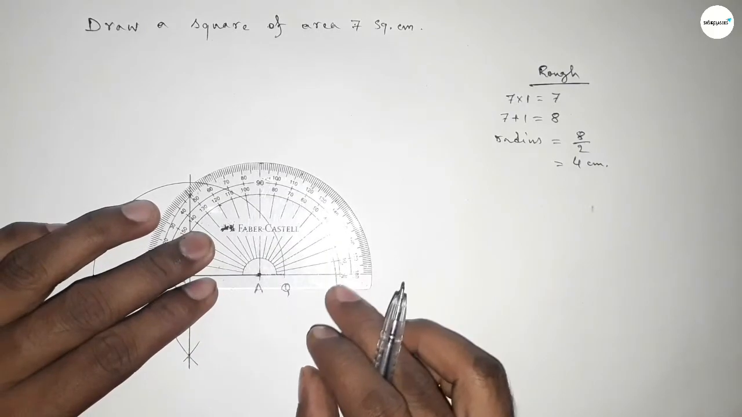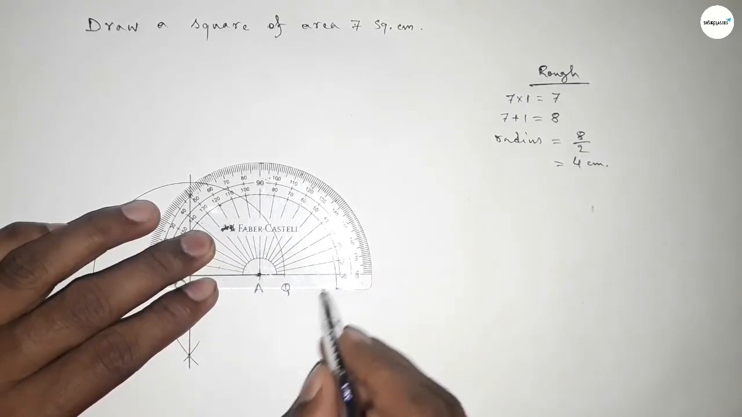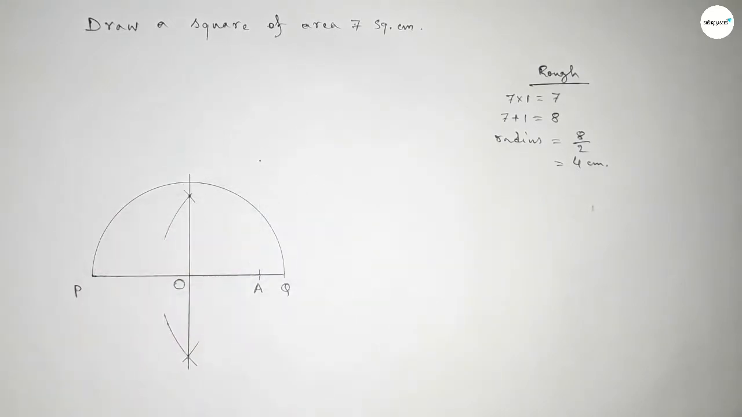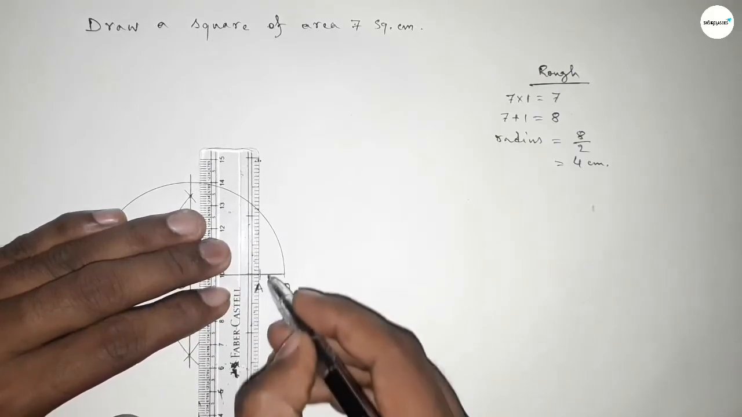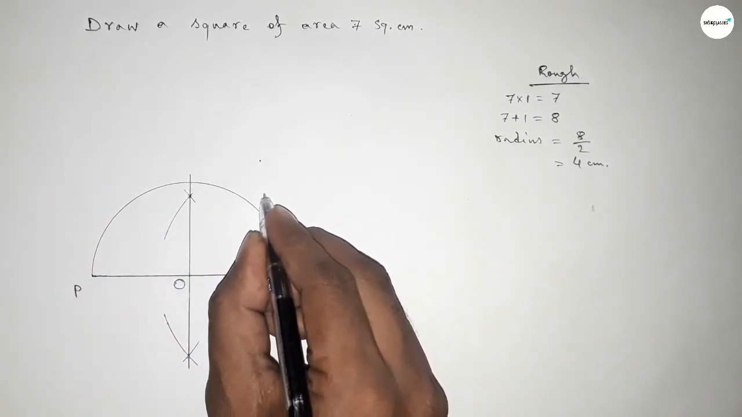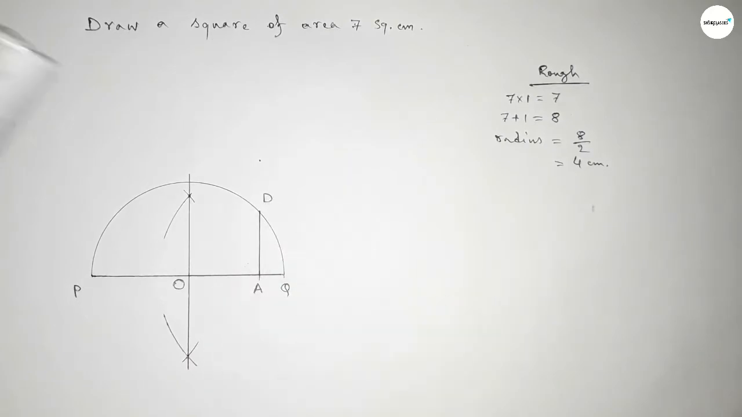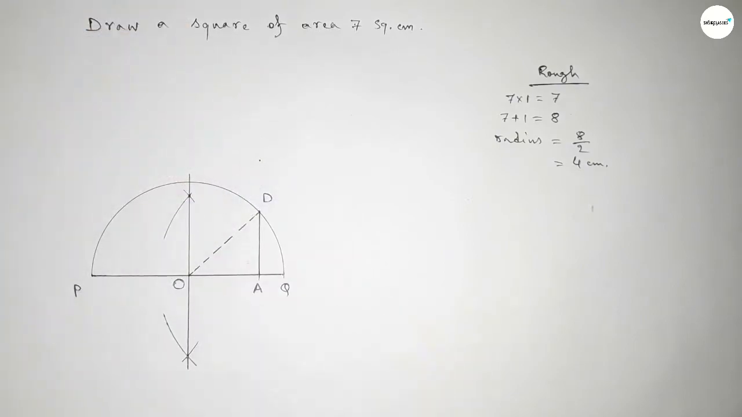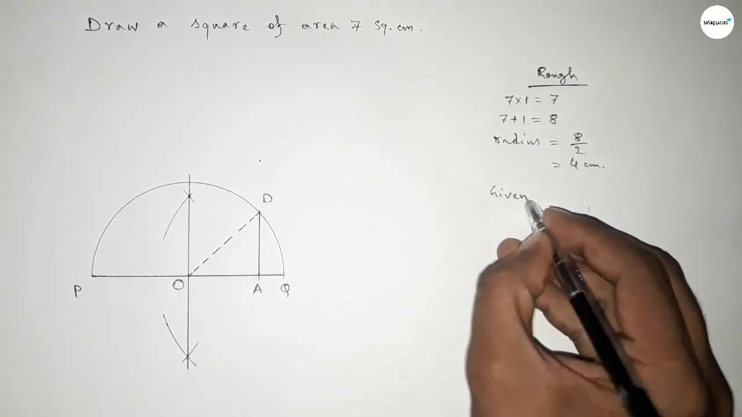Next we have to draw here a 90-degree angle on the point A by using protractor. Okay, now joining this one and which meet at a point D, again join O and D. This is also a radius of the semicircle. Now roughly discussing the calculation.